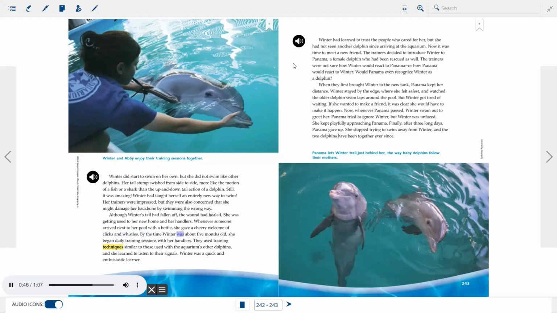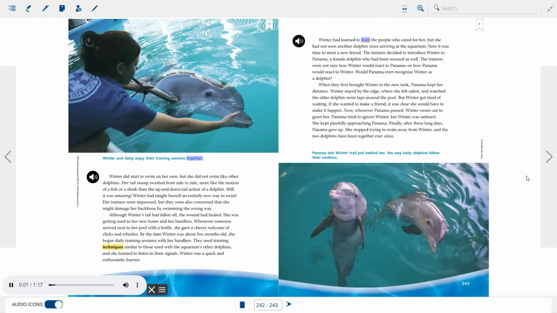By the time Winter was about 5 months old, she began daily training sessions with her handlers. They used training techniques similar to those used with the aquarium's other dolphins, and she learned to listen to their signals. Winter was a quick and enthusiastic learner. Winter and Abby enjoy their training sessions together.